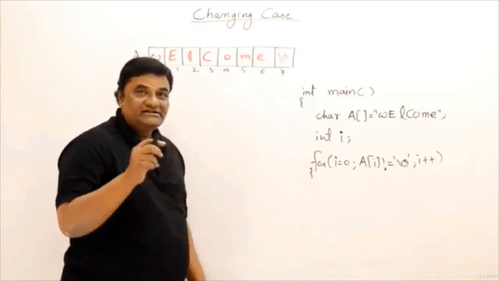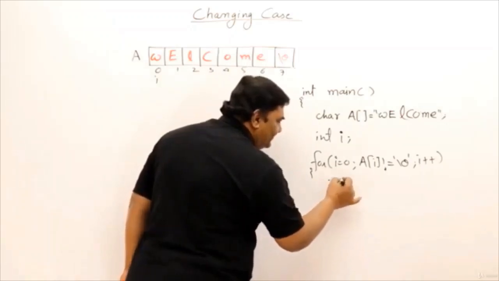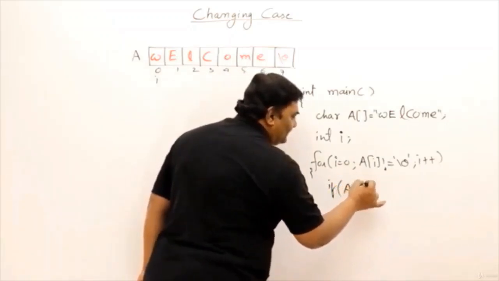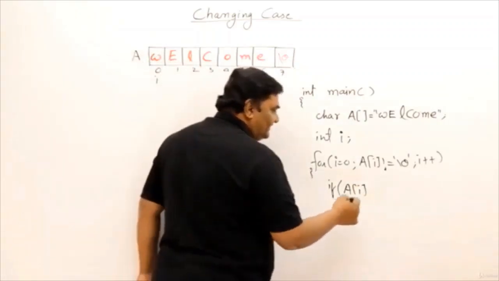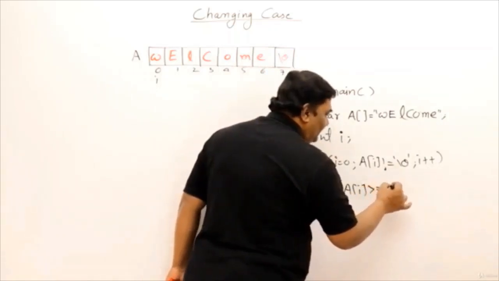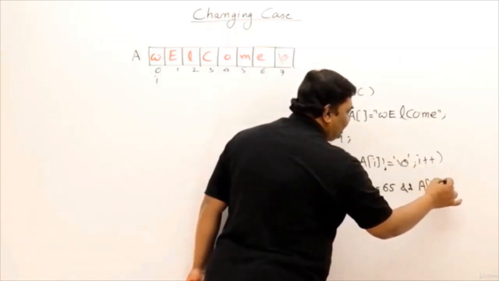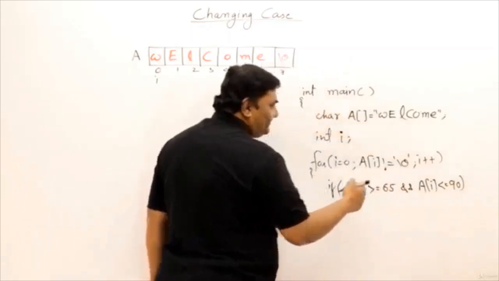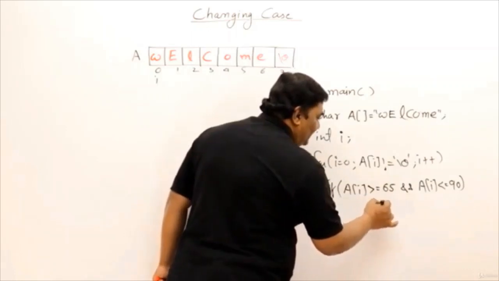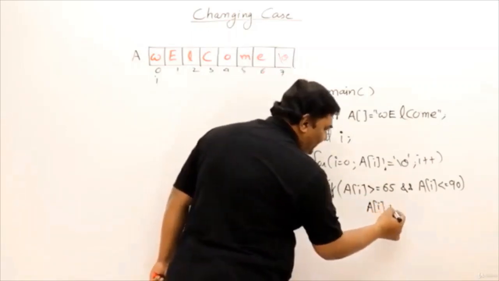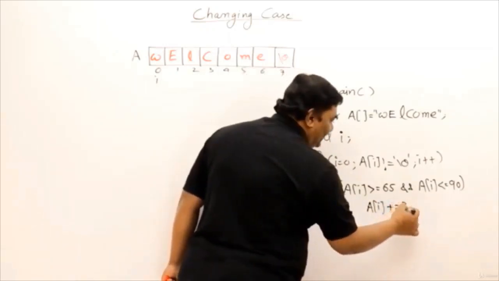So here what I have to do: first check if it is uppercase. I can write a condition here that if A of I is, when it is uppercase, from 65 to 90. If A of I is greater than or equal to 65, and A of I is less than or equal to 90, this means it is uppercase. So change it to lowercase. By adding 32, I can change it to lowercase. For addition, I can use the assignment addition operator, and I will add 32.